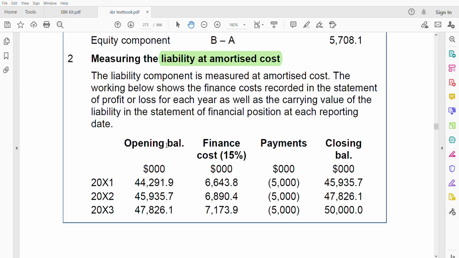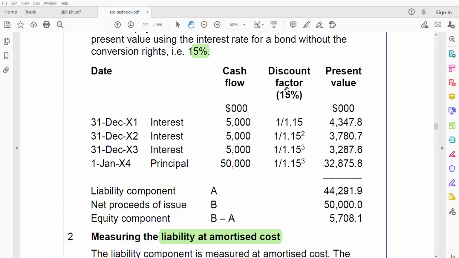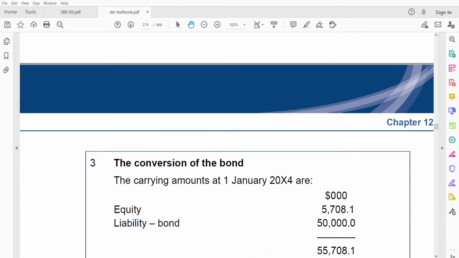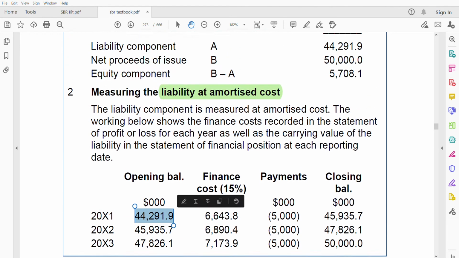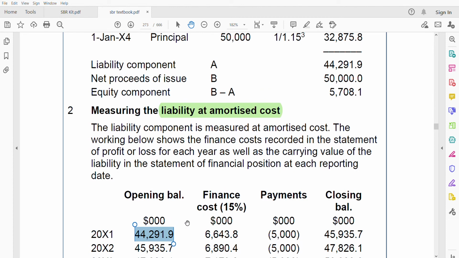You start with the opening balance. The finance cost will be 15%, the interest which you have used to discount. The discount factor will be your interest. Do not use the 10% coupon rate as the finance cost. That 10% on 50 million which you have applied, that coupon rate will come here as payment, 5 million, 5 million, 5 million. So how do you start? You start with the opening balance for 2001. Which opening balance do you use? This is the opening balance.